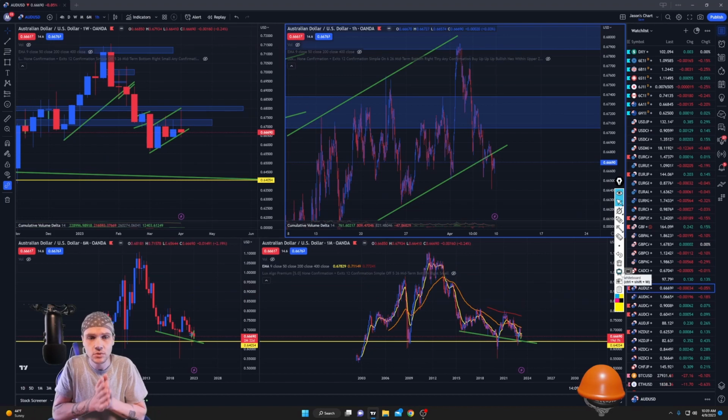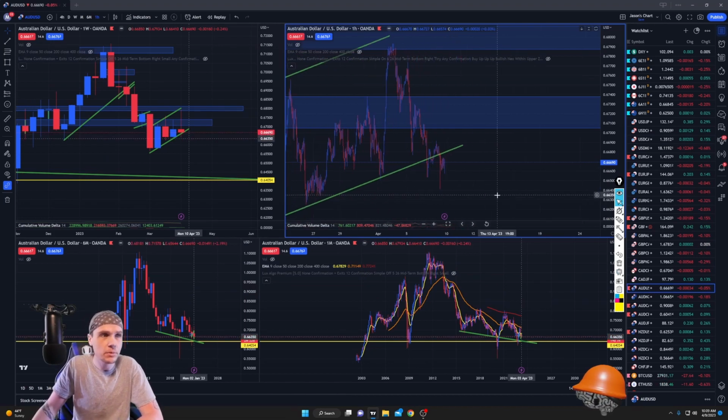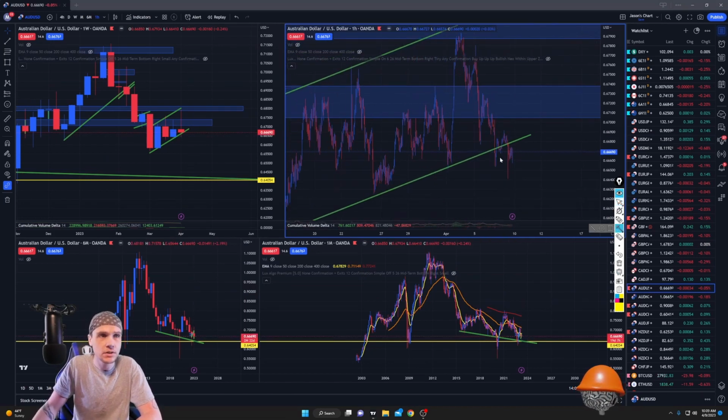Otherwise, I'm just going to watch the market and look for opportunities this week. Like if Aussie USD pulls its way back up into this zone here, I'll go for a short opportunity there if we get the pullback. I'm not trading from this low. No way.